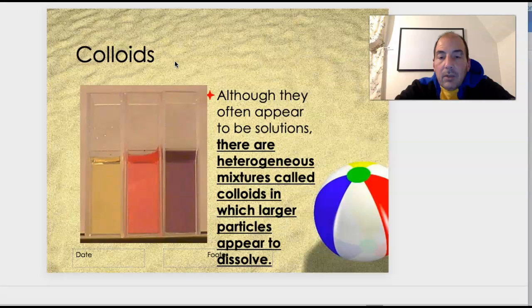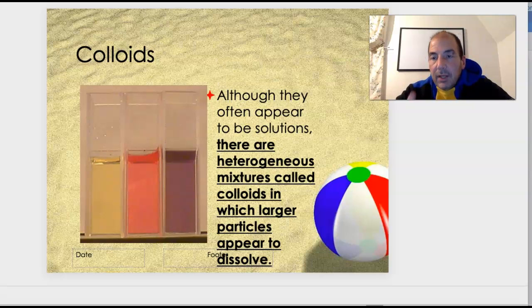Okay, a colloid, how do I explain this? Colloids are very much like solutions, except that they're not homogeneous, and the particles are reasonably larger, and that's what actually prevents it from being homogeneous. So you might look at that and say, well, how would I know the difference between a colloid and a solution?